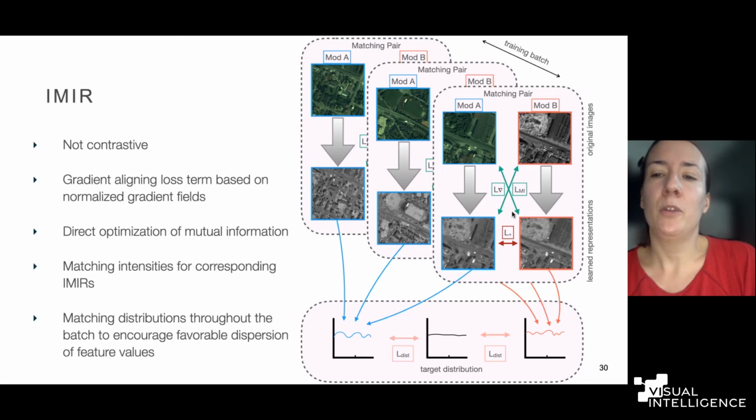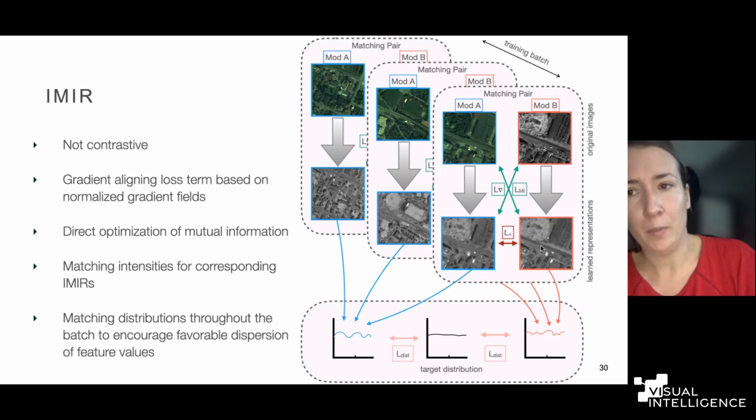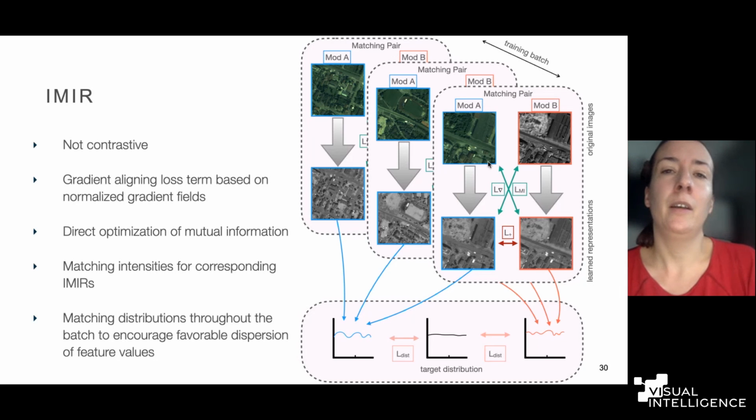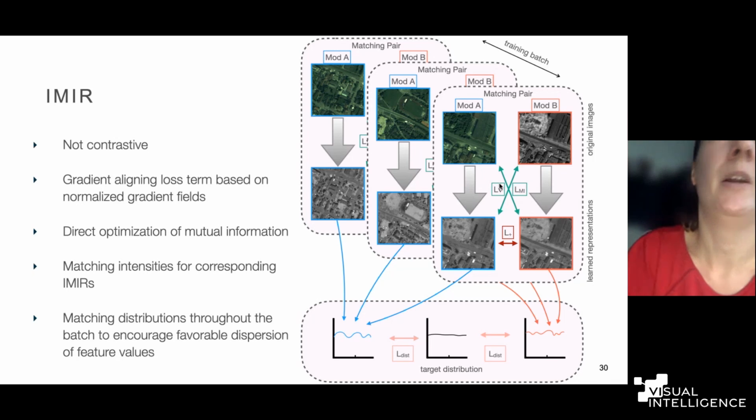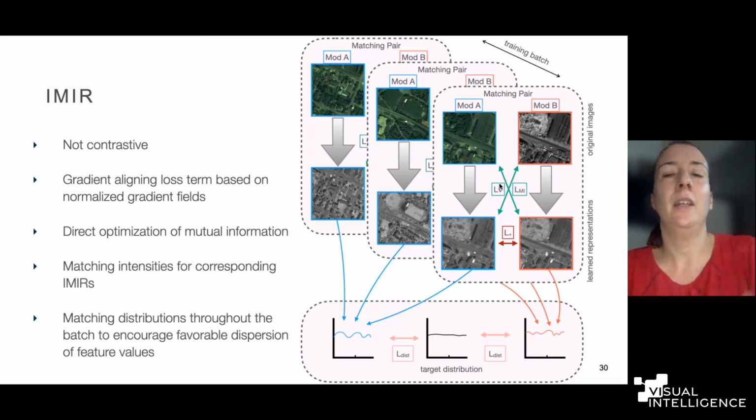Then I have a mutual information loss between the input of modality A and the emir of modality B. That's directly maximizing the mutual information across those modalities, and the same vice versa here. Then I also have a gradient aligning loss that goes across the modalities. That's this loss term here. That one is based on normalized gradient fields, which is also a similarity measure, or a technique that's very often used for multimodal image registration.